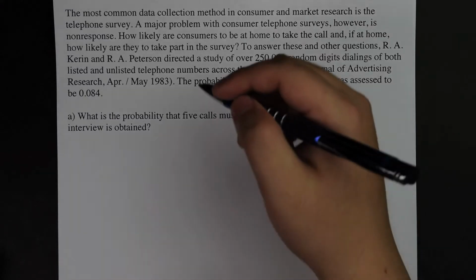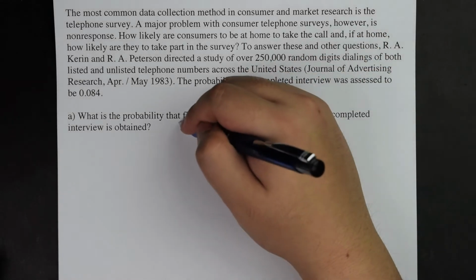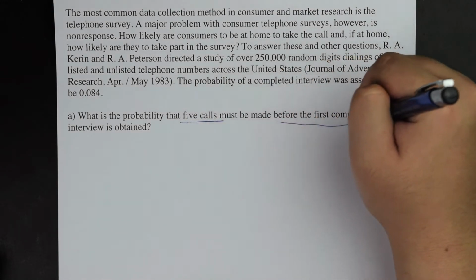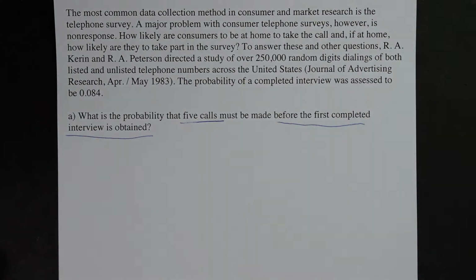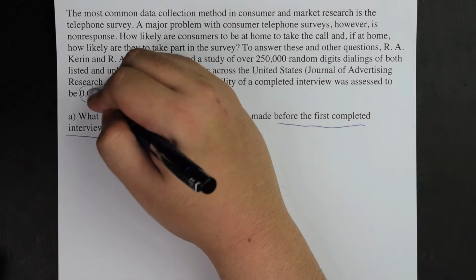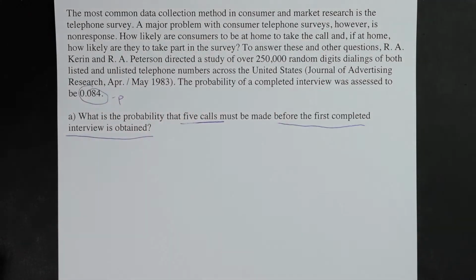So the first question asked was the probability that five calls must be made before the first completed interview is obtained. What this means is that in those 5 calls, the 5th call is basically my success, where the person finally accepts to take an interview. I do want to identify that 0.084 is going to be my p.